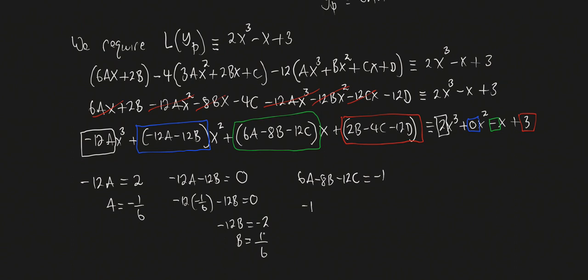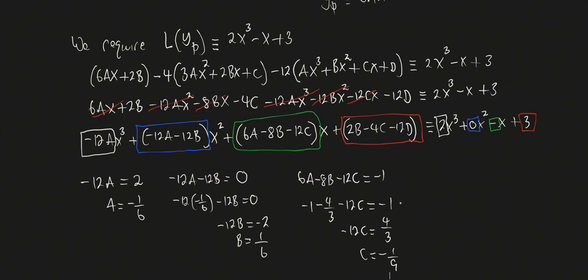-8 times 1/6, that's -4/3. And the c is what we're trying to figure out. So -12c is equal to -1. So -12c, the -1s cancel out, move over the 4/3, it becomes positive. So what do we end up with? So c is -1/9. Yep, looking good.